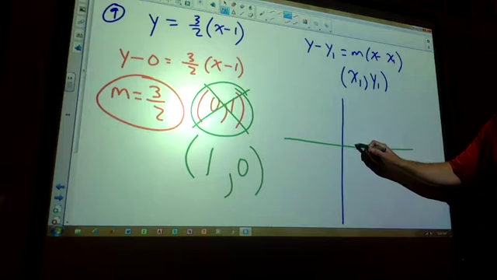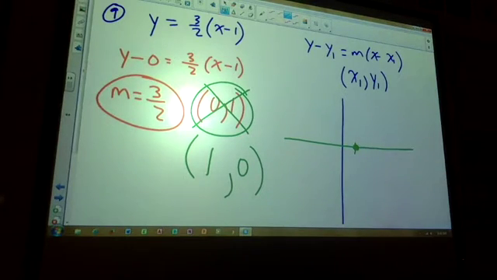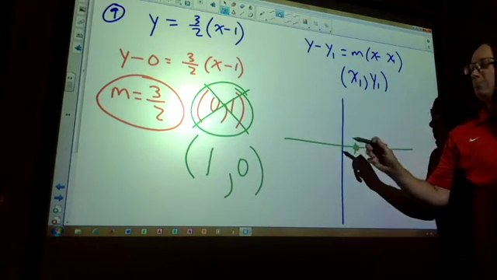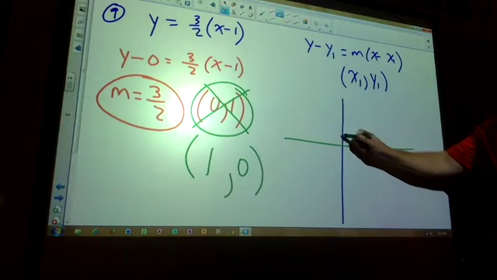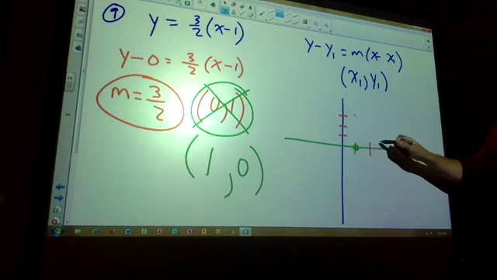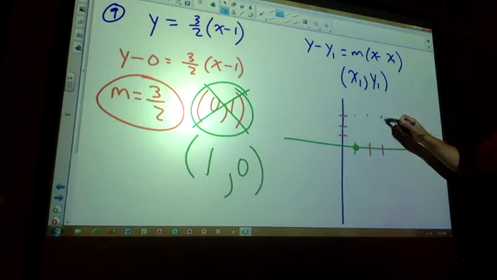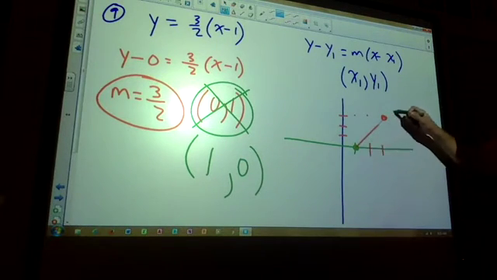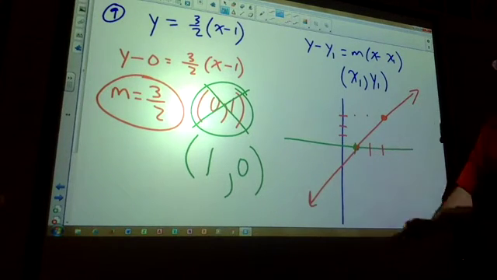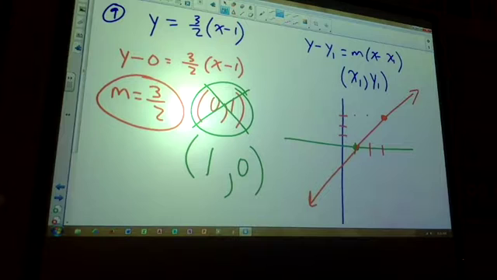So 1 comma 0 is right here. So teachers do make mistakes. Well, I never said I was perfect. All right. Now, from this point, I'm going to go up 3 and over 2. That's a little bit different graph, wasn't it? Oh, shoot, I can't believe I made a silly error.